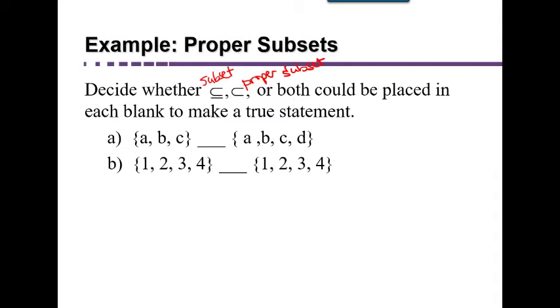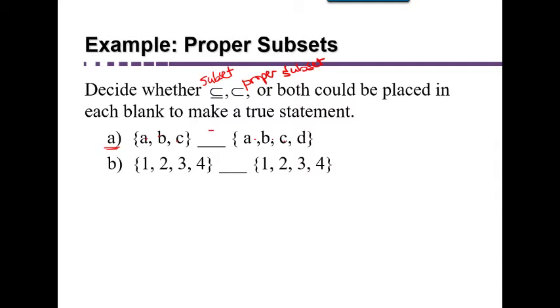So sometimes you'll be asked to place either the symbol for a subset or the symbol for proper subset. Uh-oh, having issues again. Let me pause. Okay, looks like we're coming back.